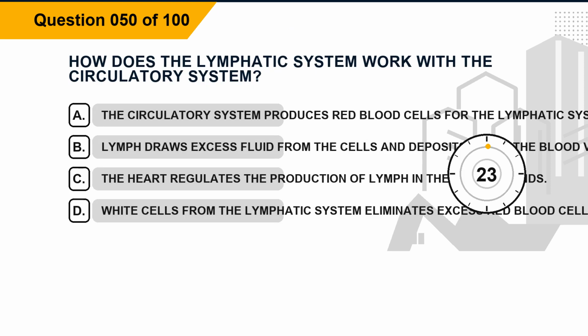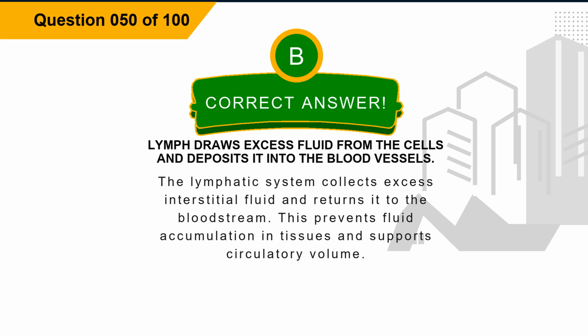Question 50. How does the lymphatic system work with the circulatory system? Option A, the circulatory system produces red blood cells for the lymphatic system. Option B, lymph draws excess fluid from the cells and deposits it into the blood vessels. Option C, the heart regulates the production of lymph in the lymph glands. Option D, white cells from the lymphatic system eliminates excess red blood cells. The correct answer is option B, lymph draws excess fluid from the cells and deposits it into the blood vessels.